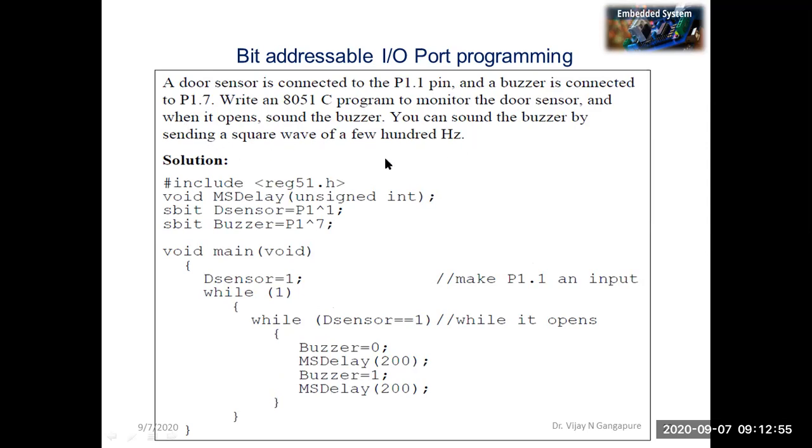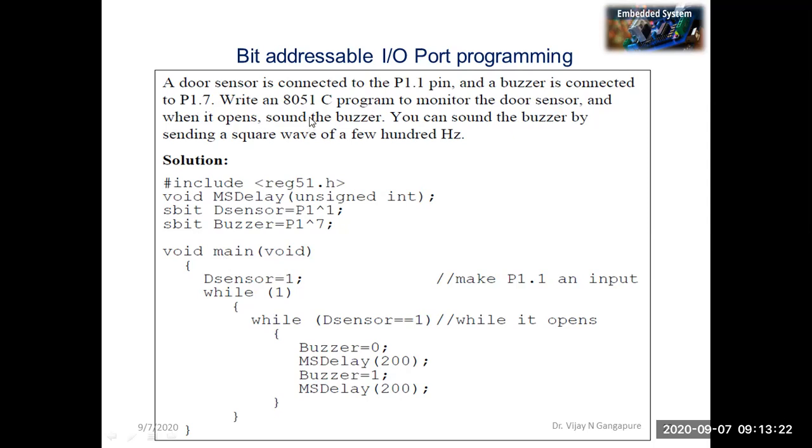Okay, so port 1 pin number 1 is acting as an input, because the sensor is connected to pin number 1 of port 1, and the buzzer is connected to pin number 7 of the same port. So port 1 pin 7 should be output, because the buzzer is being controlled by this pin.